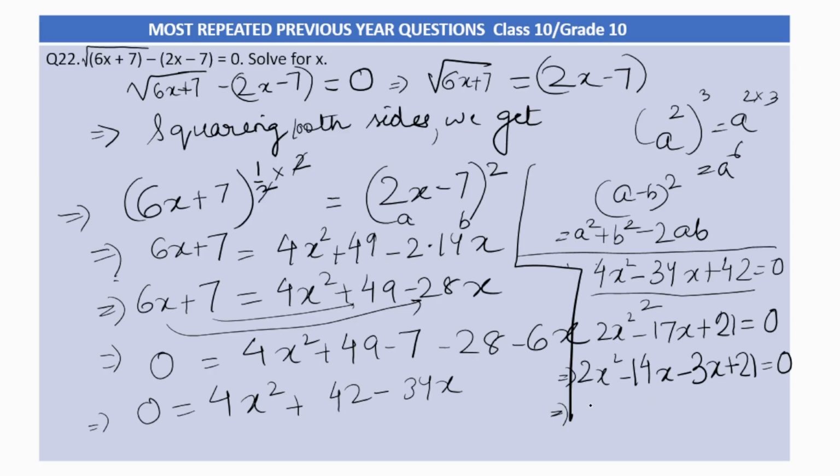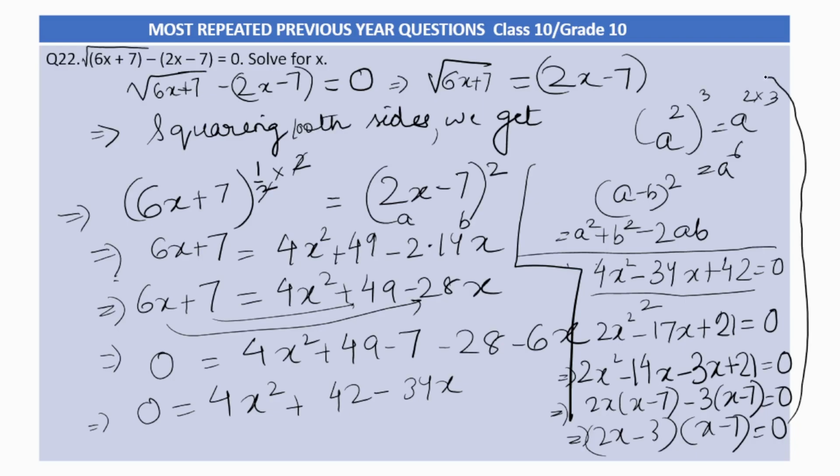So here it will become 2x(x minus 7) minus 3(x minus 7) equal to 0. In other words, (2x minus 3)(x minus 7) equal to 0. These are the two factors of this quadratic equation. So the x value will be, I'll write it on the top because here it might not be visible anymore, x is either equal to 3 by 2 or 7. These are the two values of x. x is either 3 by 2 or 7.